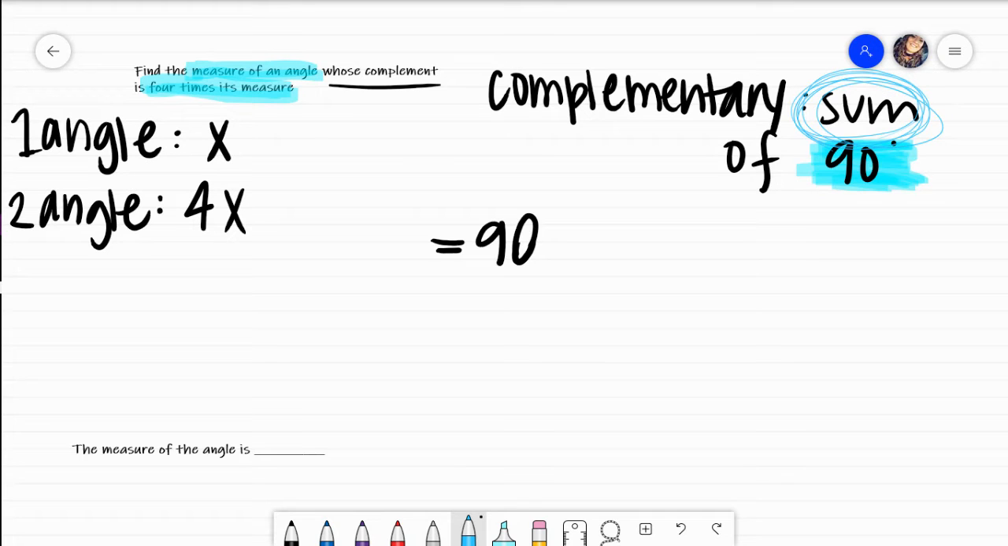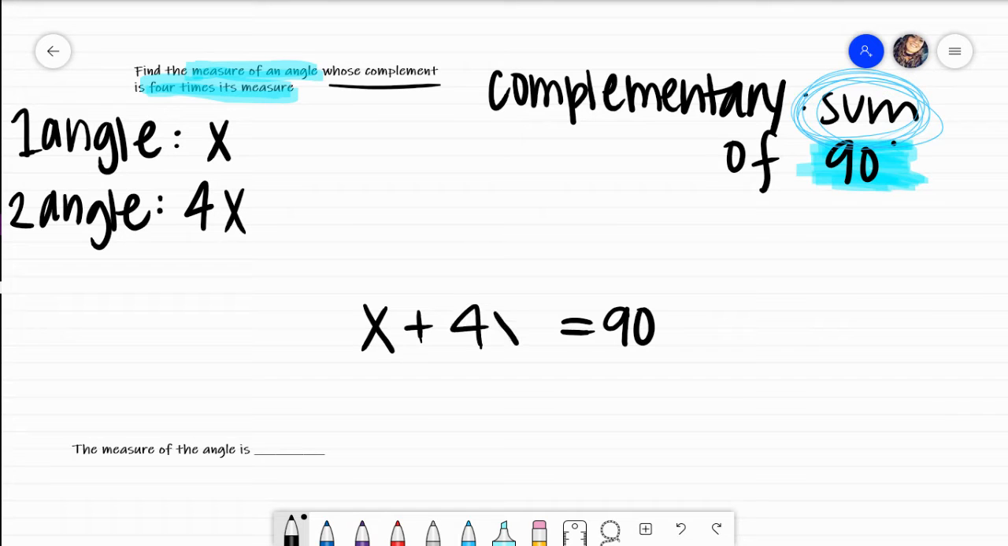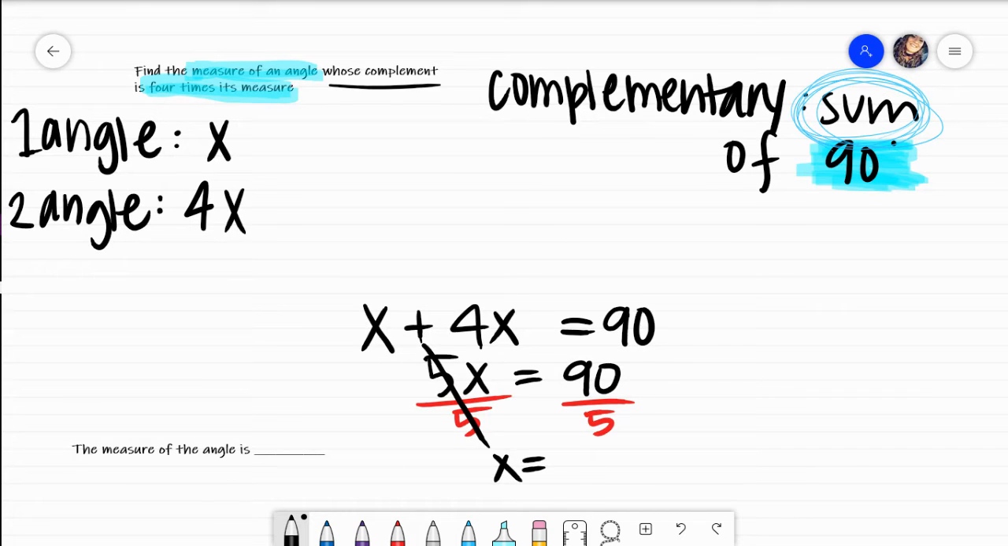So I also see here that my complementary, it's the sum, right? So sum means addition. So let me go ahead and rewrite this down here: x plus 4x equals 90. This is telling me that I have an angle and another angle that's 4 times its measure. We would add 4x and 1x equals 5x. Then we would divide both sides by 5. So those would cancel, right? And I get x equals 90 divided by 5 is 18.